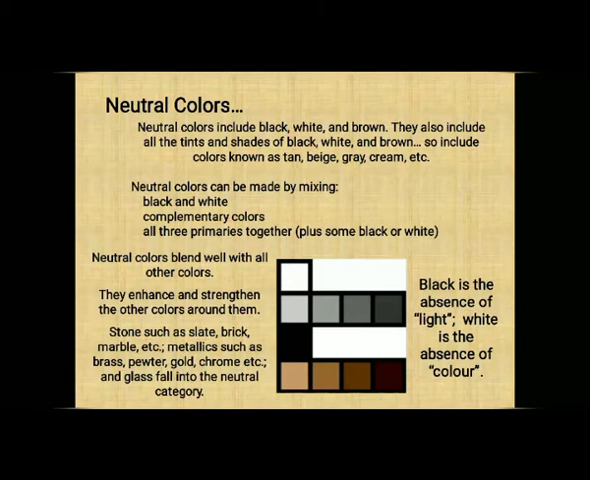Okay, the neutral colors have various categories. Examples are slate, brick, marble. Okay, these are all neutral colors. And if you go to metallics, brass, paper, gold, chrome, etc., these are all neutral colors. Even glass falls into neutral color.